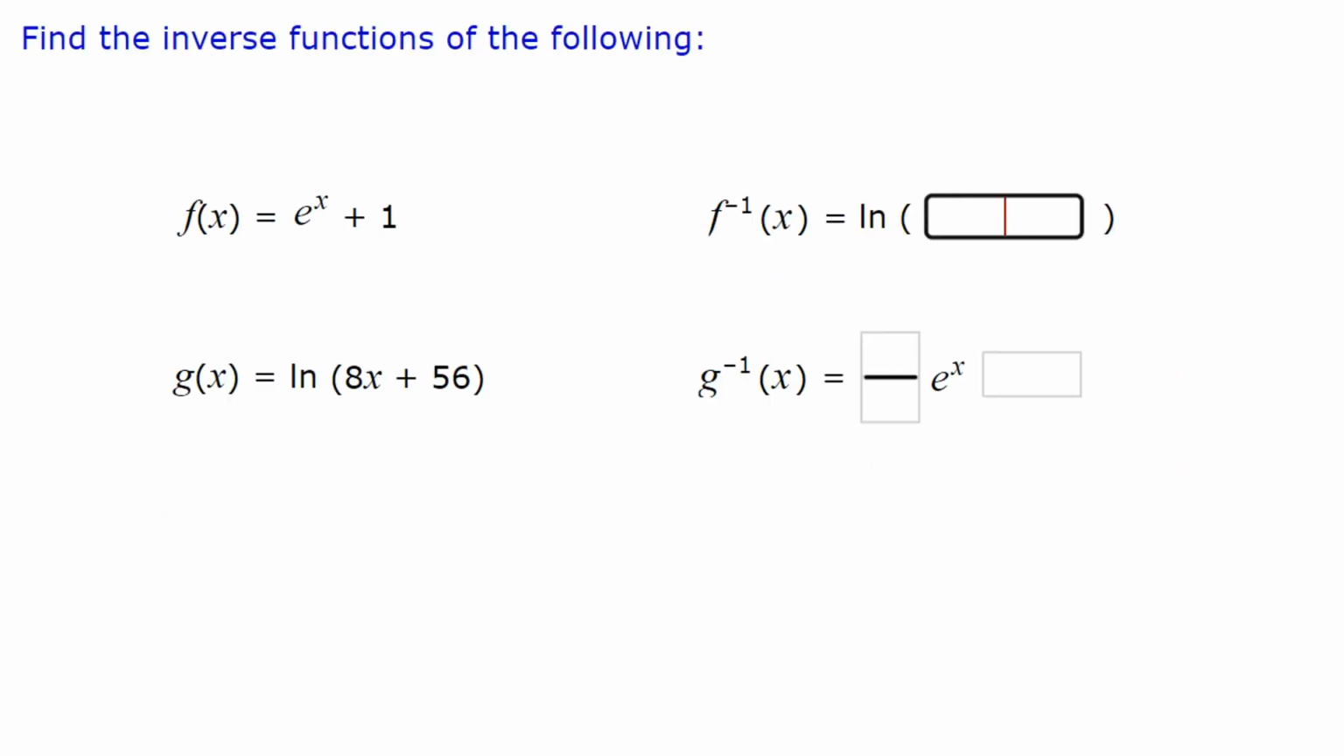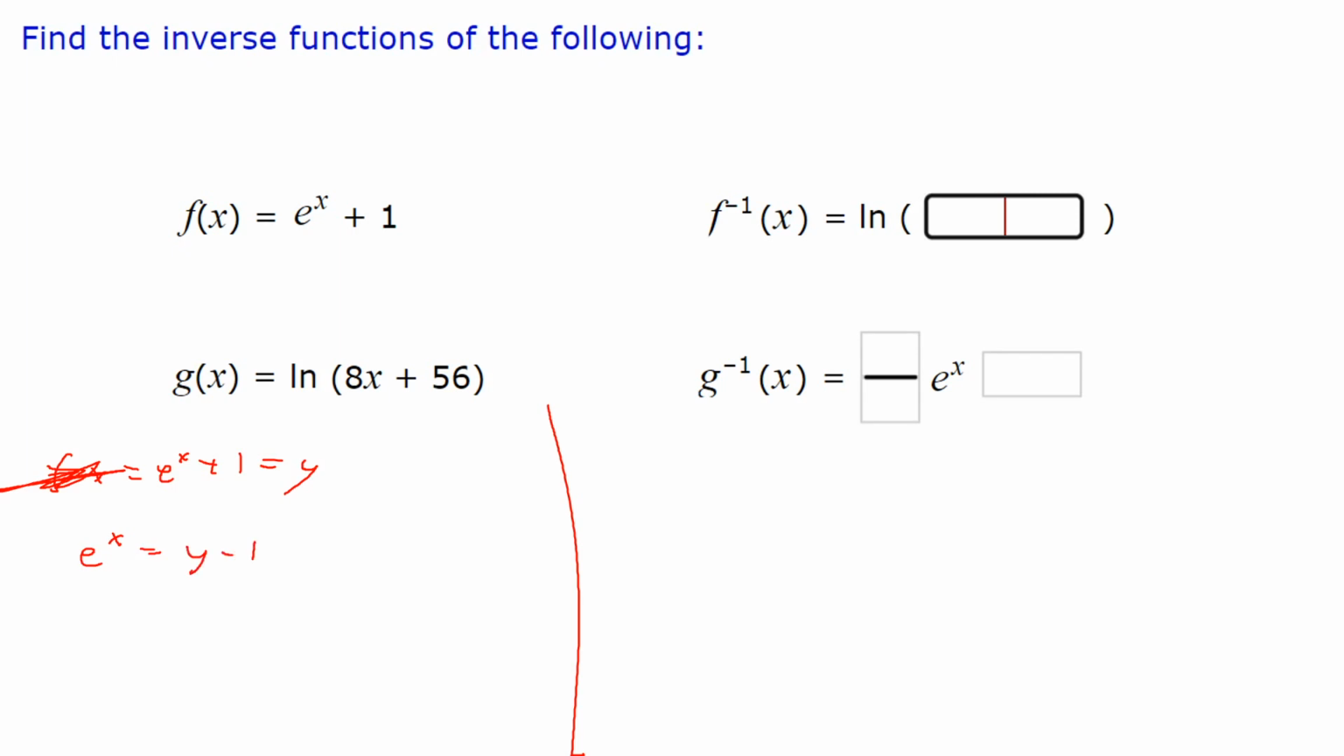Now let's look at working out the inverse function. How are we going to do that? Well, if f of x is equal to e to the x plus 1, all we need to do is let f of x equal y, okay? Let's make y the subject. E to the x is equal to y minus 1.